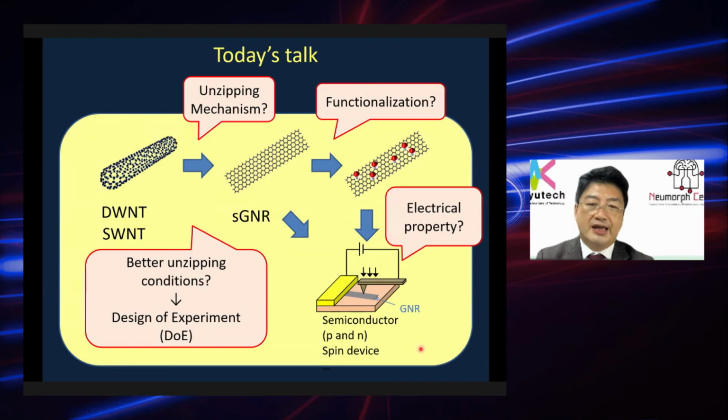So today I will talk about how to make a graphene nanoribbon from double wall carbon nanotube or single wall carbon nanotube. We use the unzipping method to get a single layer graphene nanoribbon. And after obtaining that, we functionalize it using some molecules, or we can directly measure the electric properties of single layer graphene nanoribbon or functionalized graphene nanoribbon.